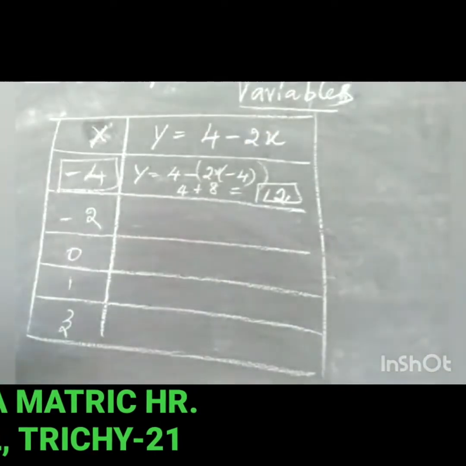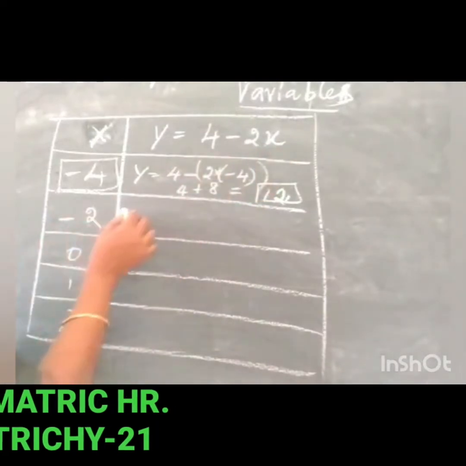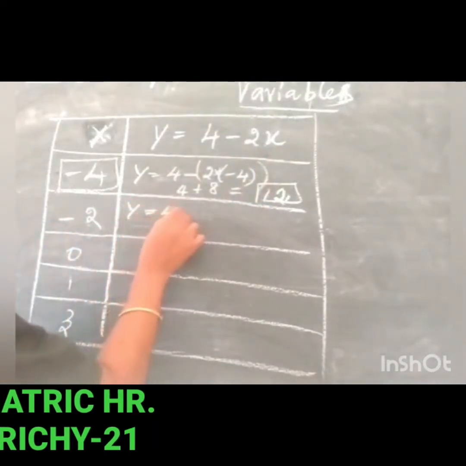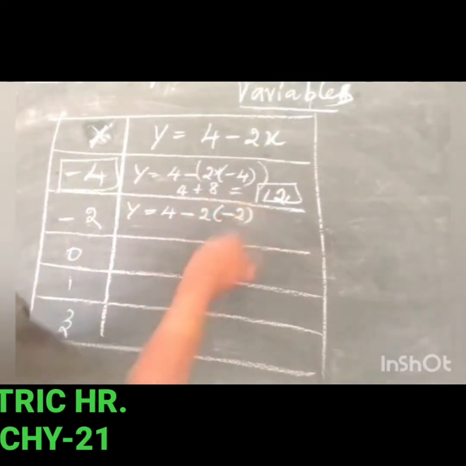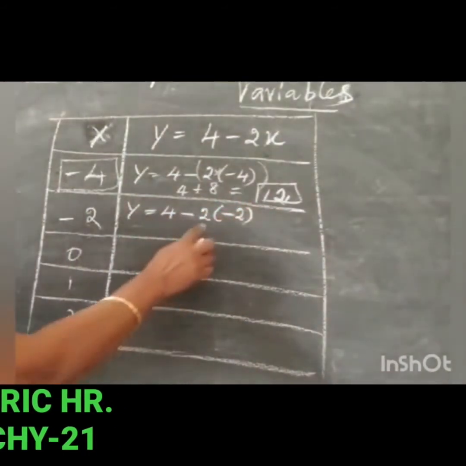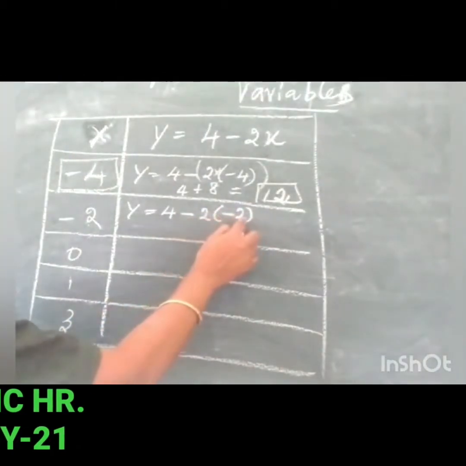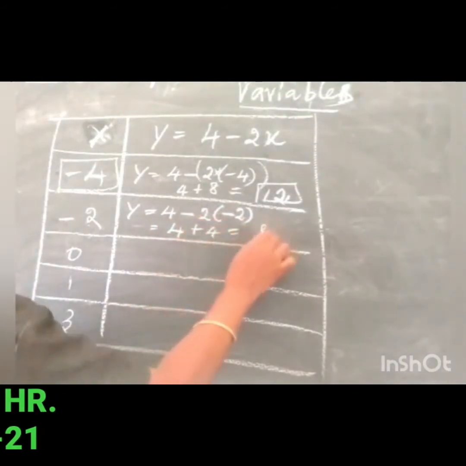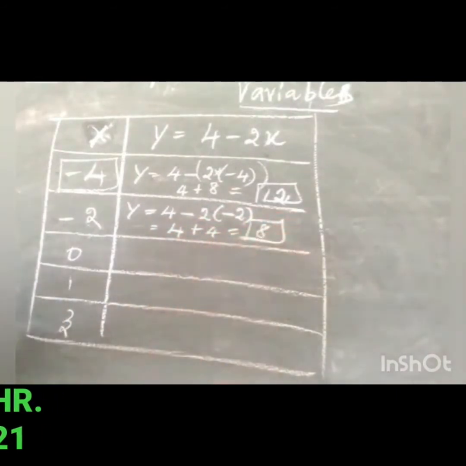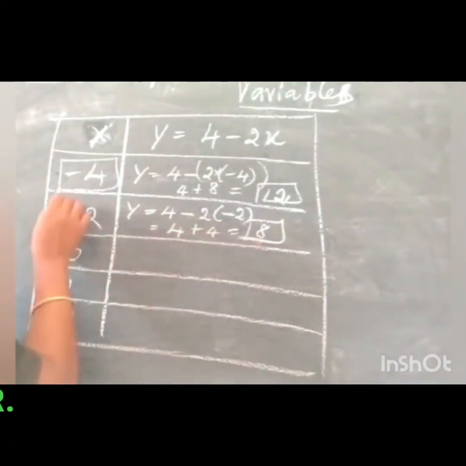Now let us continue with the second one. Instead of x you have to apply minus 2. y equal to 4 minus 2 into minus 2. Multiply minus of minus, again plus, 2 multiplied by 2 is 4. 4 plus 4, the answer is 8. The value of y is 8 when x is minus 2.